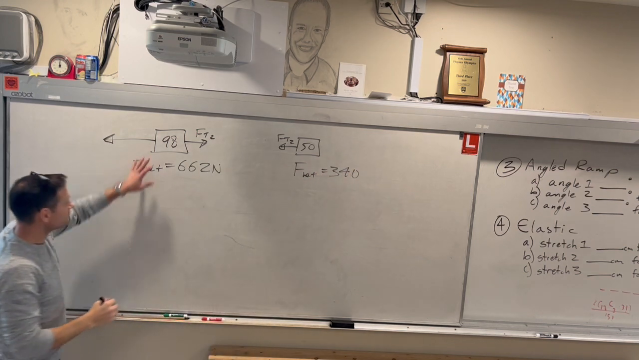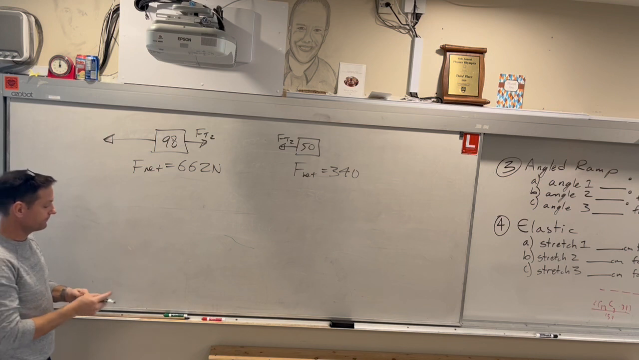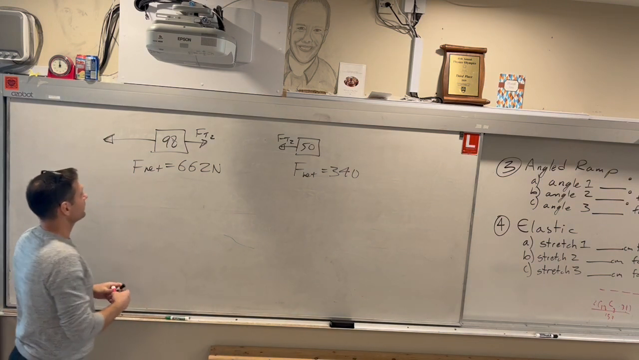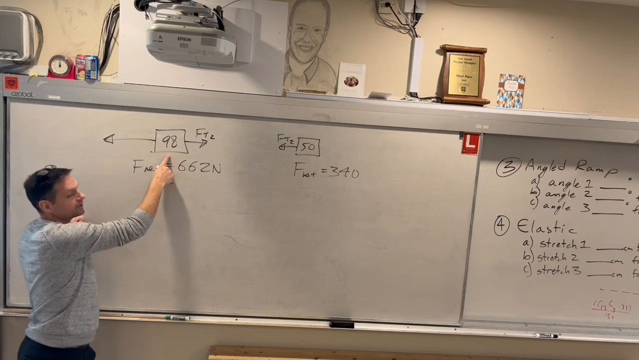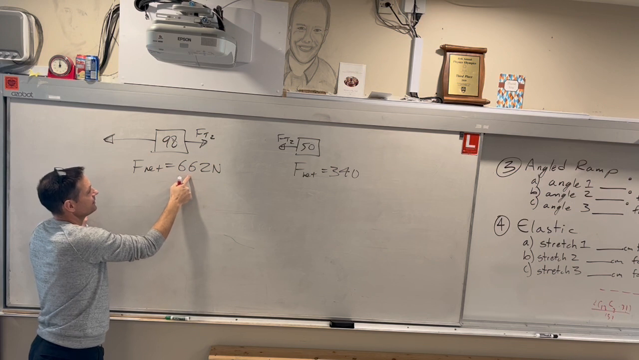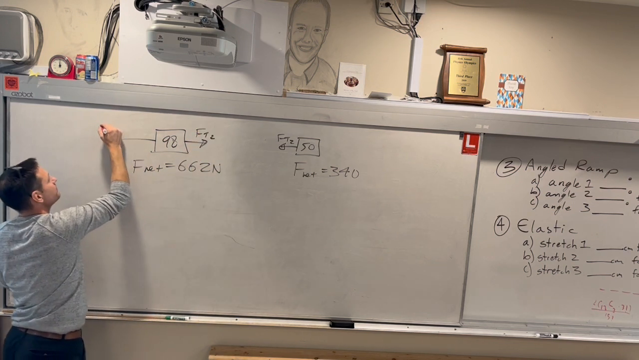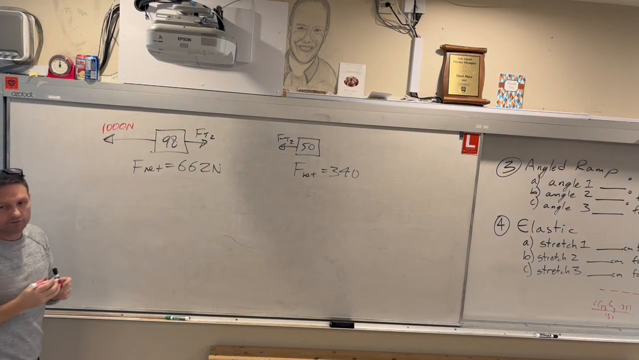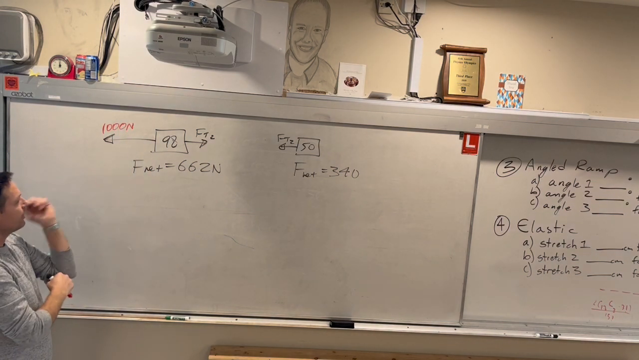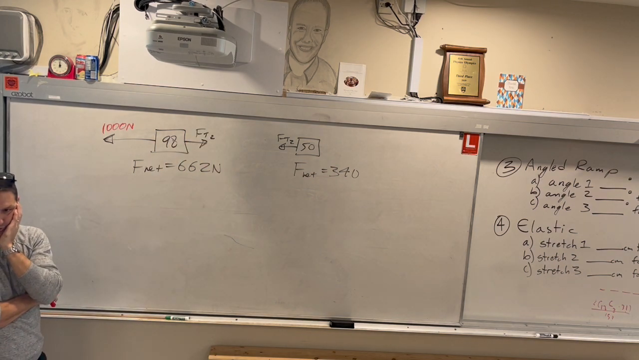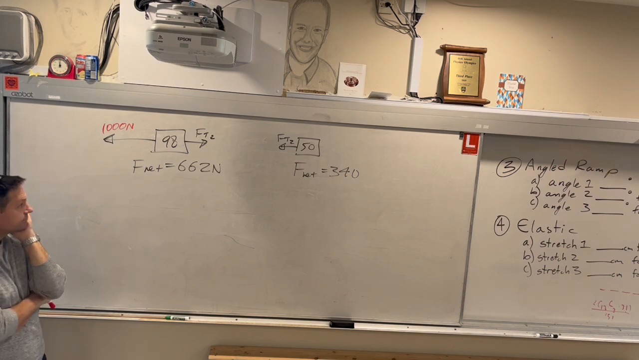Okay. Let's do this block first, if you'll indulge me. If the net force on this is 662, and we're trying to find that, and this is being pulled with 1,000 newtons, how would we find that component of force, Marco? FA minus FT2 is equal to 662.